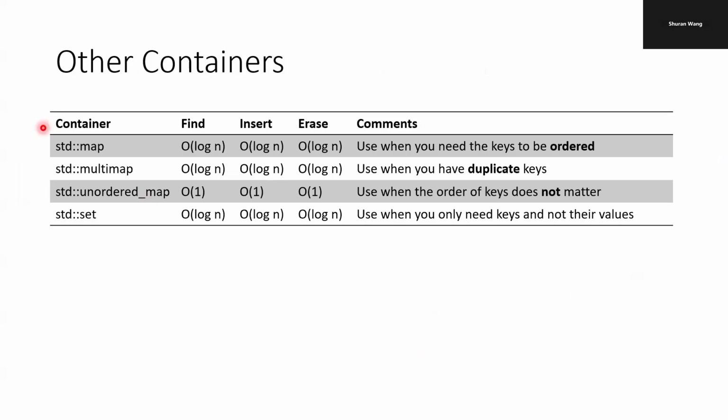We have other containers in the STL that you can play with. A map is a binary search tree, so it takes O log n time to find, insert, erase, and query. Use it when you need the keys to be ordered, and it's easy to query. Multi-map is similar to a map, and use it when you have duplicate keys, because maps only support distinct keys.